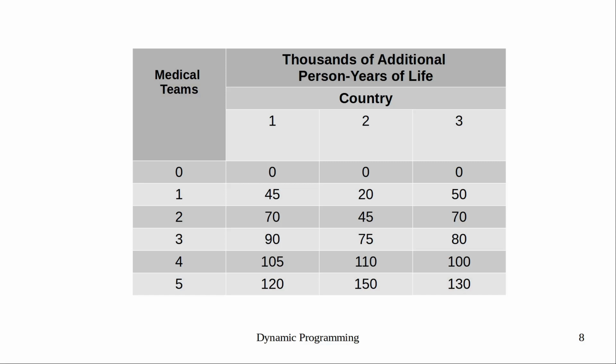Now, how do we make these allocations to all the 3 countries so that there is a maximum total in thousands of additional person life years? How do we allocate these 5 teams to all the 3 countries? So now it becomes very obvious that the stage is going to be the countries. That is, stage 1 is country 1, stage 2 is country 2, and stage 3 is country 3. And what is the state? The state is the number of teams. That is, it can be either 0 or 5 or any value between 0 and 5.